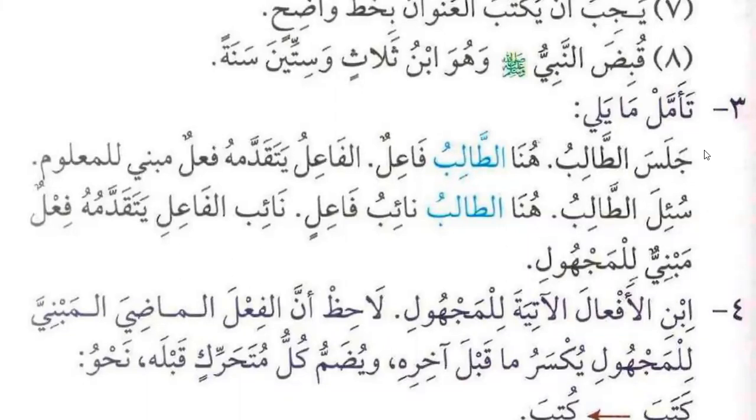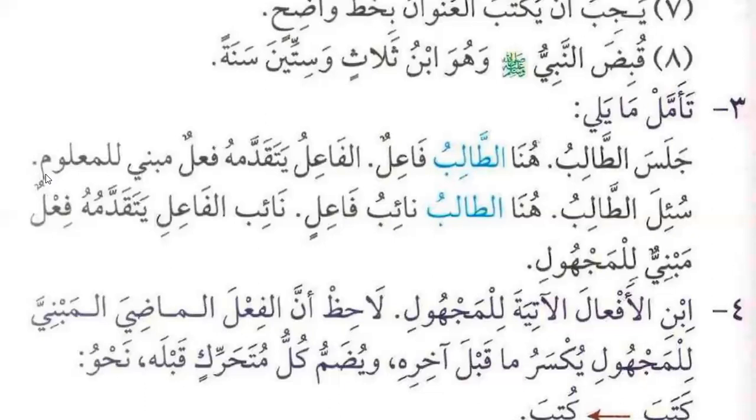Fa'ilun yataqaddamuhu fi'lun mabniyul lil mu'allum. I don't understand that. Yataqaddamuhu, comes forward. Mabniyu. The fa'il is preceded by a verb built for the known, which is active voice. The fa'il is preceded by an active voice verb. Okay. So, Jalasa Talib, it's active voice. Yes. And Talib is the fa'il. Correct.